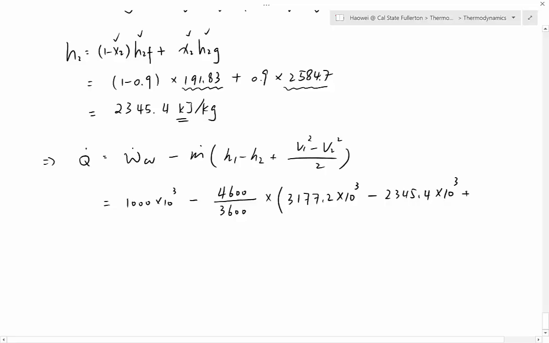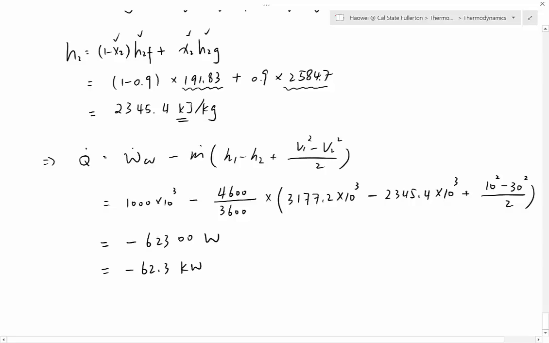Okay, plus V1 squared. V1 is 10 meter per second, SI unit. Minus V1 squared minus V2 squared. V2 is 30 meter per second, SI unit. Okay, so now everything is in SI unit. Solution negative 62300. And what should be the unit for Q dot? Must be SI. What is the SI unit for heat transfer rate? It's watts. And then we do one more step to convert it to kilowatts. Negative 62.3 kilowatts.